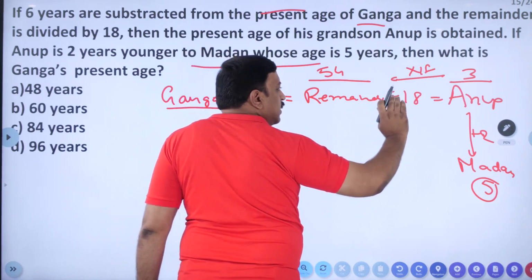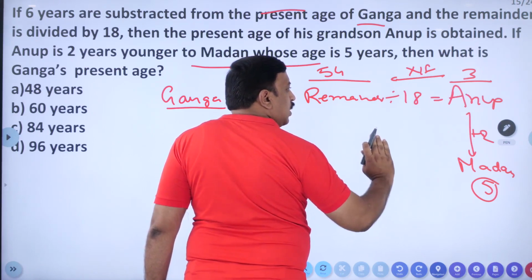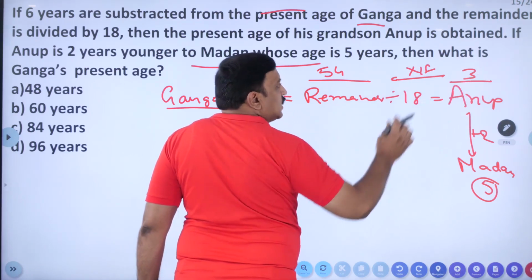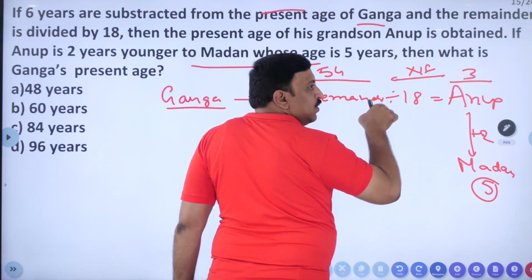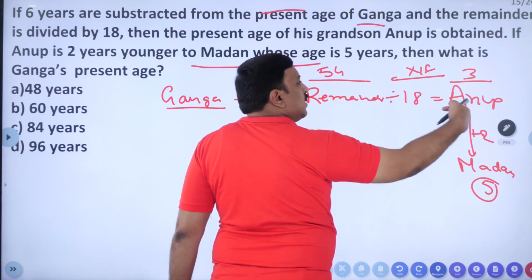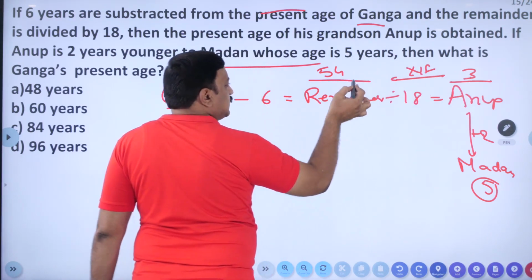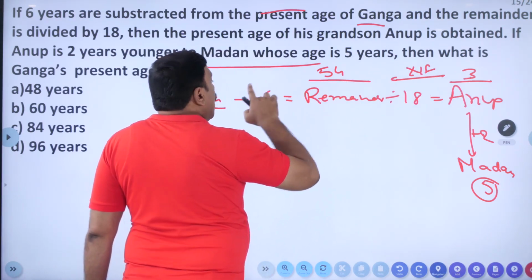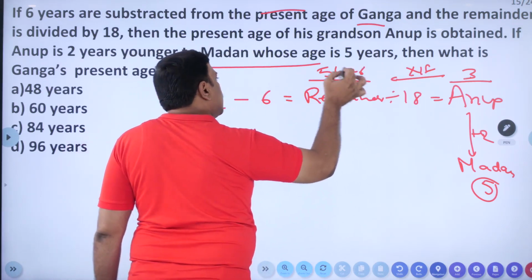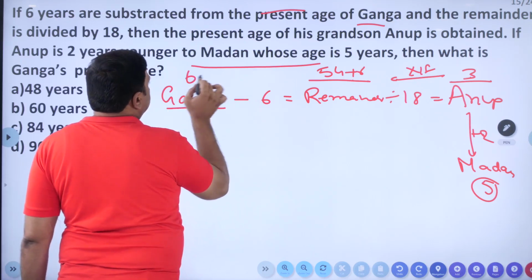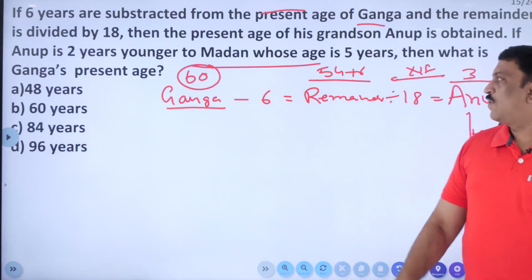This remainder divided by 18 is equal to Anup. For Anup, it is multiplied, that's why I am multiplying this one, okay? So when you are going backward, the same notation won't be there. If it is divided going forward, in the backward it is multiplication. Okay, 18 times 3 is 54. If this is 54, how much was removed? 6. To get back, add to this one, 54 plus 6, that is 60. So Ganga's age is 60. 60 minus 6 is only 54, no?